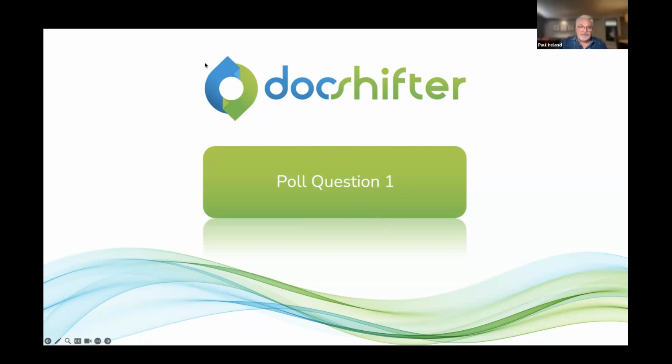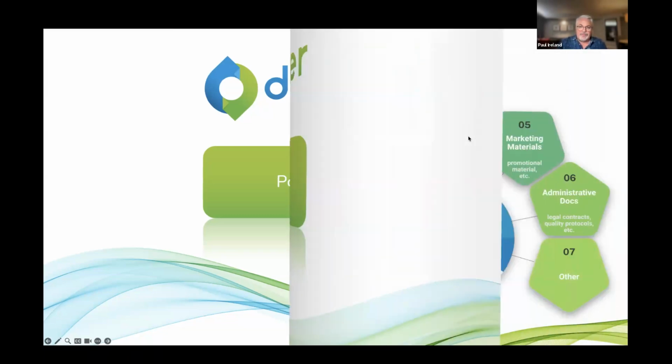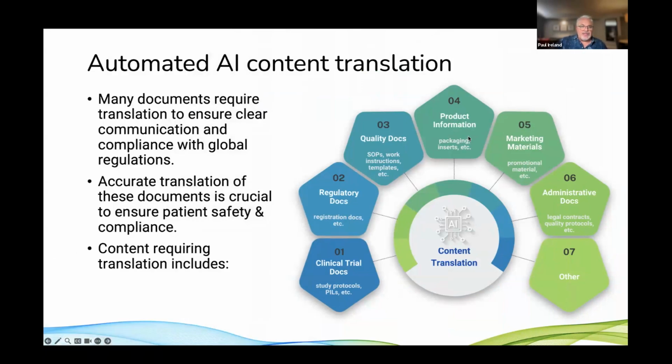If I just come in here. Great. So maybe focusing now a little more on those two examples. The content translation, for example, looking at how we can automate content translation using AI. Typically, there are a lot of documents that may require translation for whatever purpose. And again, I'm not going to go through them all. That's not the purpose here. It's really to talk about the mechanics as much as possible.